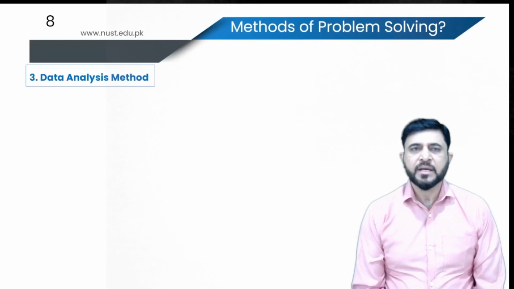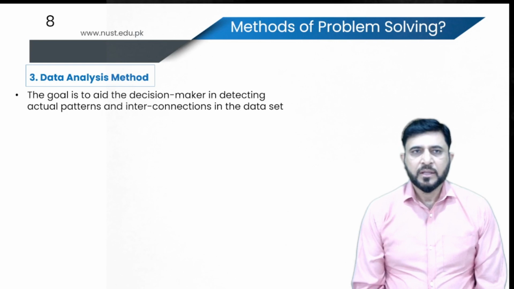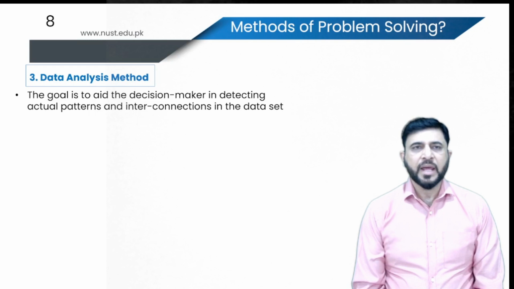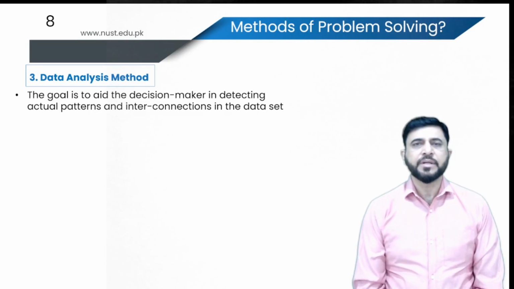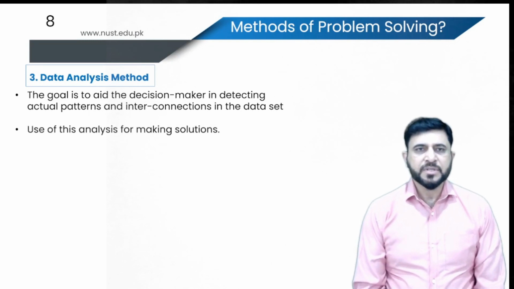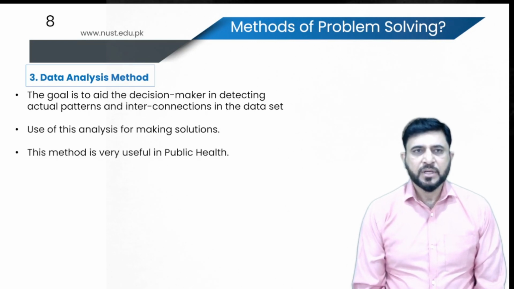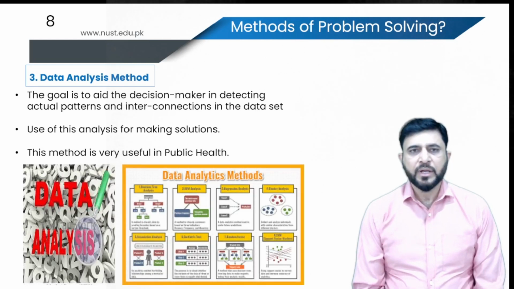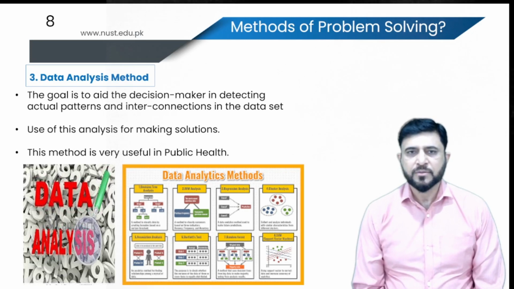Third one is the data analysis method. The goal is to aid the decision makers in detecting actual patterns and interconnections in the data set, and to use this analysis for making solutions. This method is very useful in public health. In data analysis, we collect the data, we carry out surveys, and different methods can be used for data analysis. We will be studying this also. We can use regression, correlation, and different other methods also.